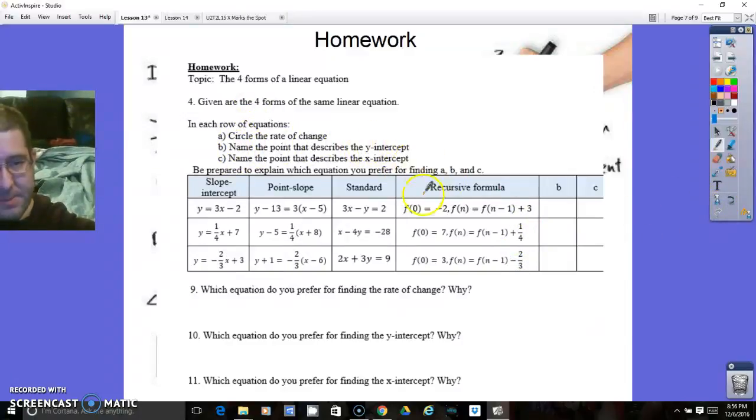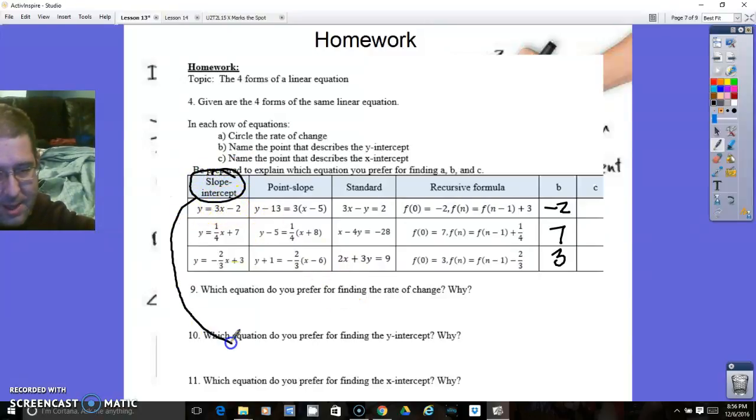Done. Name the point that describes the y-intercept. So the y-intercept for this equation, keep in mind that these are all the same, is going to be -2. This one's going to be 7, and this one's going to be 3. Now, I know I'm going to answer one of these questions down here, but which one of these formats was the easiest? How was I able to do that so quickly? That would be the slope-intercept. The slope-intercept definitely is the best.